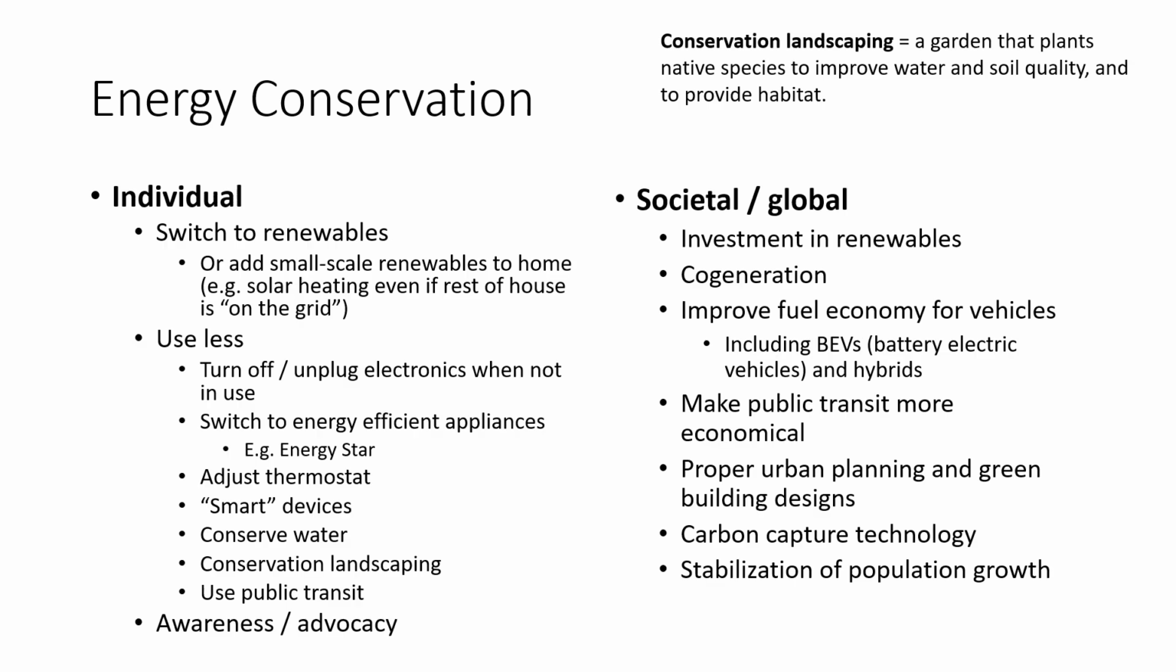Okay, so what can we do on an individual scale? Well, a big thing is switching to renewables. Now, this may be impractical for some people. There's the cost that's associated with it, and there's the logistics associated with it, but people can add solar panels to their roofs. You can even, especially in more rural communities, have small scale geothermal or small scale wind or even small scale hydro given proper permits.